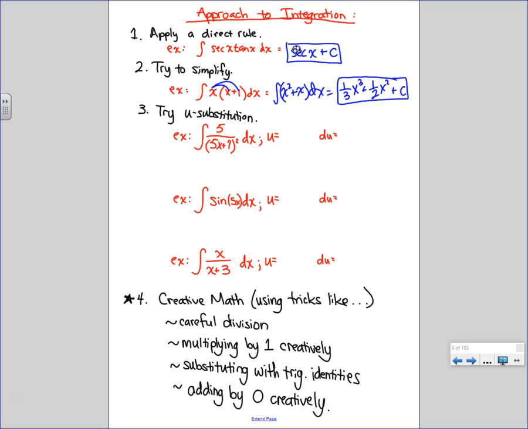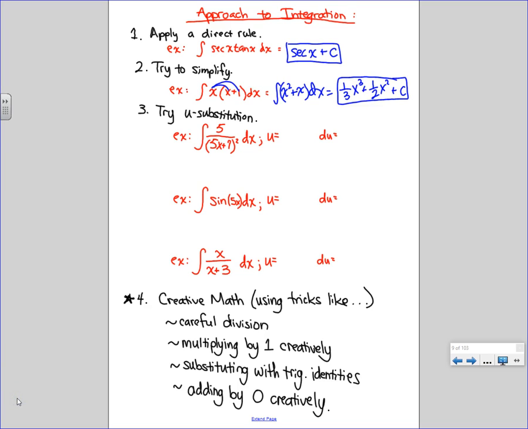Because you end up plugging in dx anyway instead of du. Misty, why do you want to solve for du? Because we're going to plug in dx. Okay, all right.